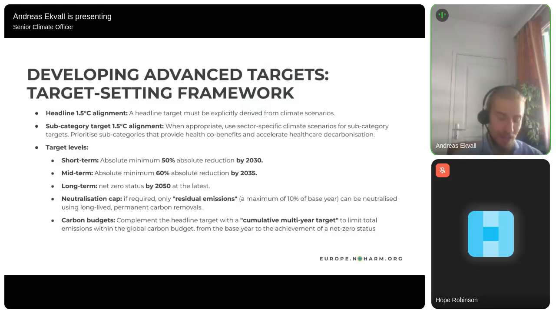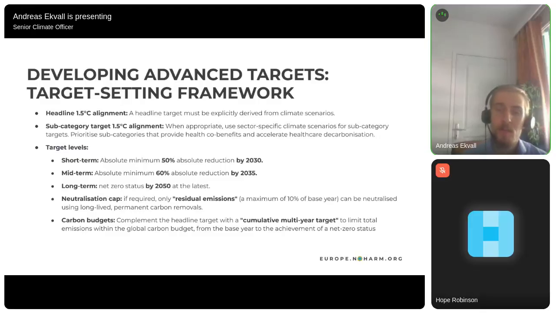So let's look at how we structure targets to align with the demands of the science, specifically focusing on our framework in Chapter 2. For headline targets, your overarching targets must include greenhouse gas emissions across all scopes, and they should be strictly aligned with a 1.5 degree climate scenario.